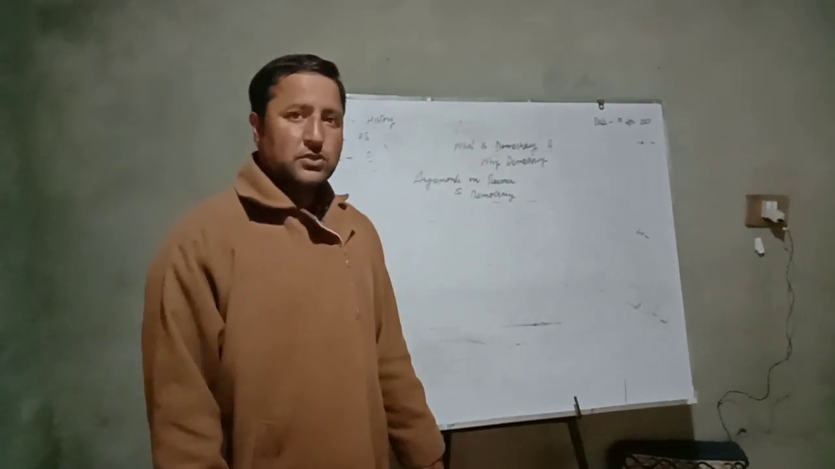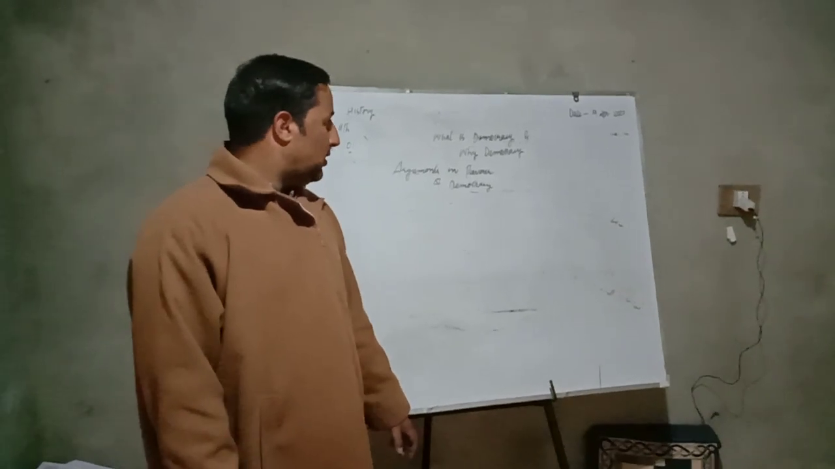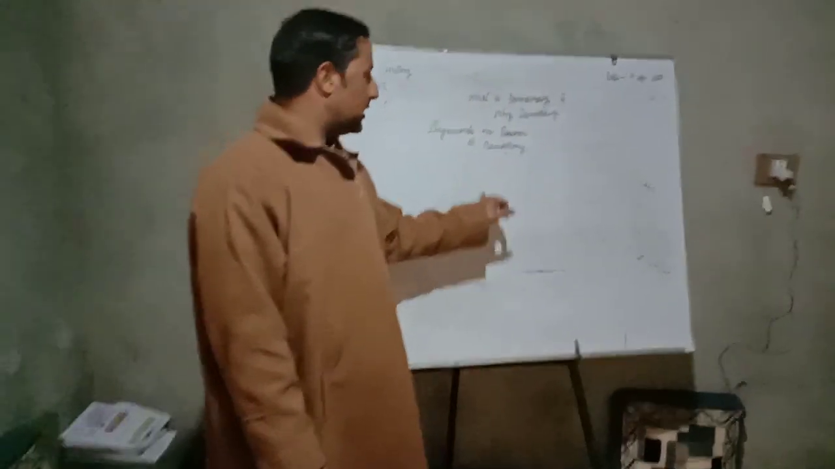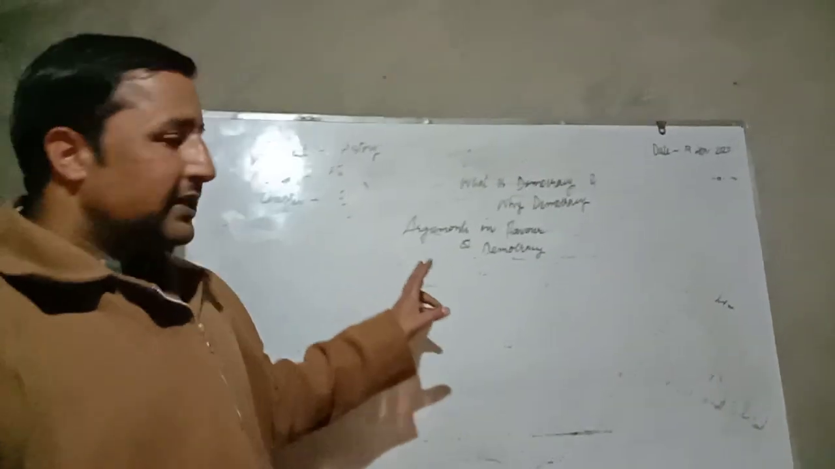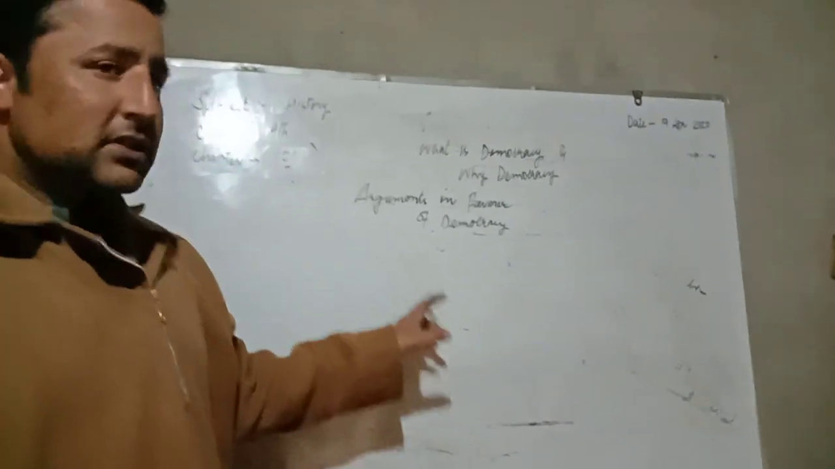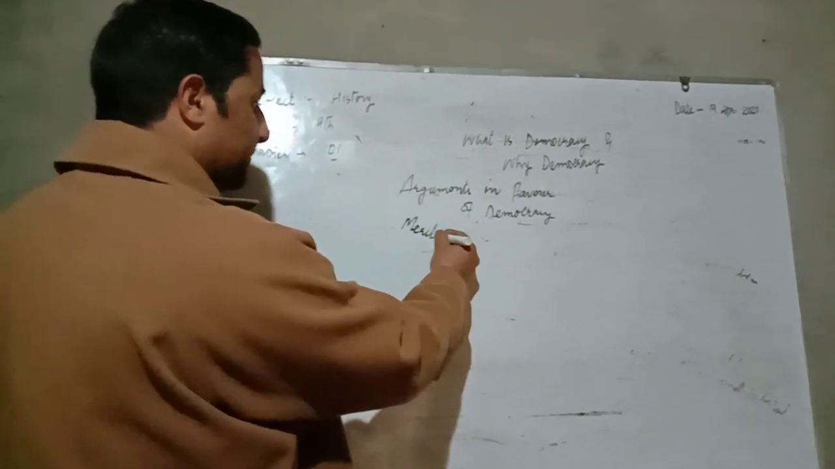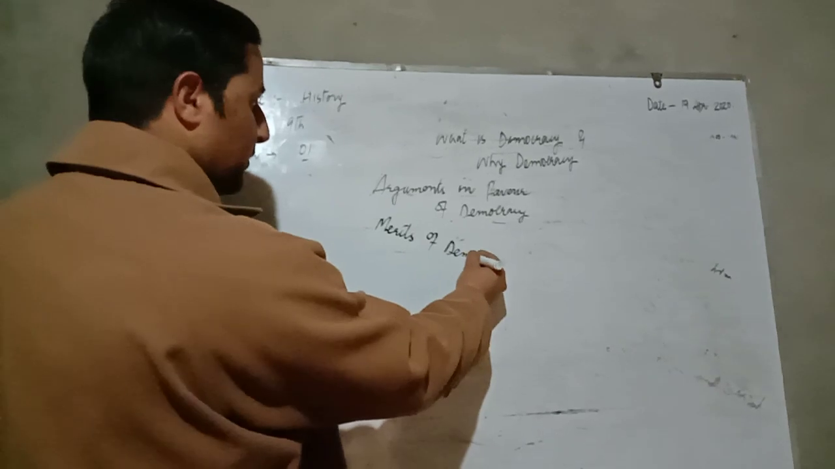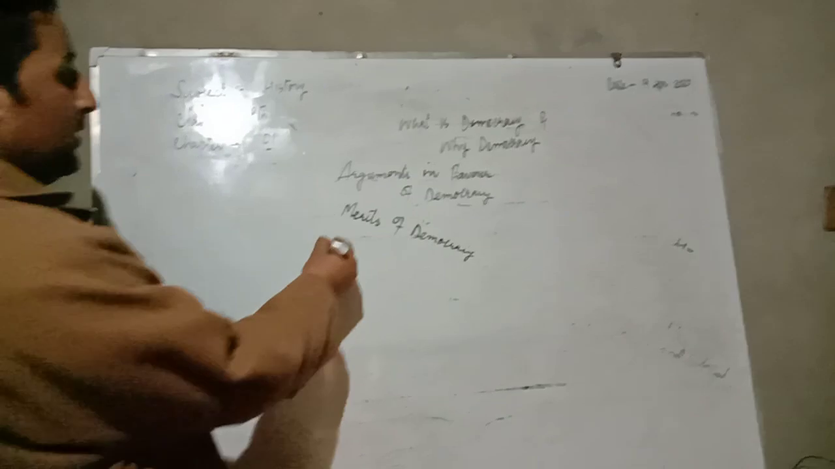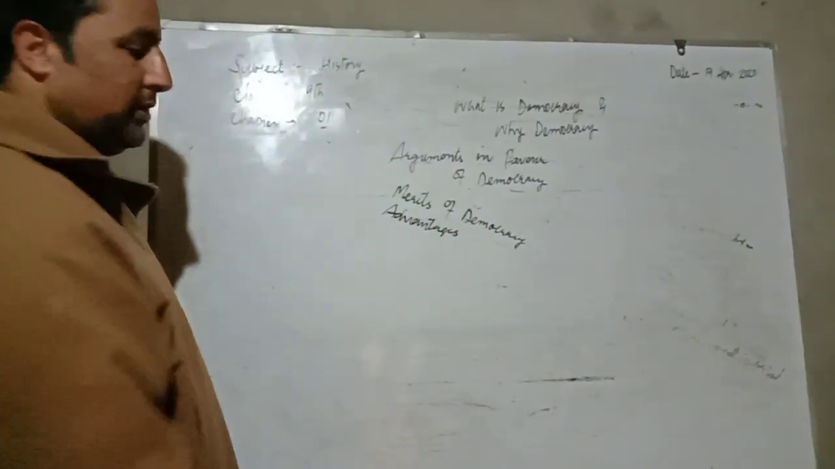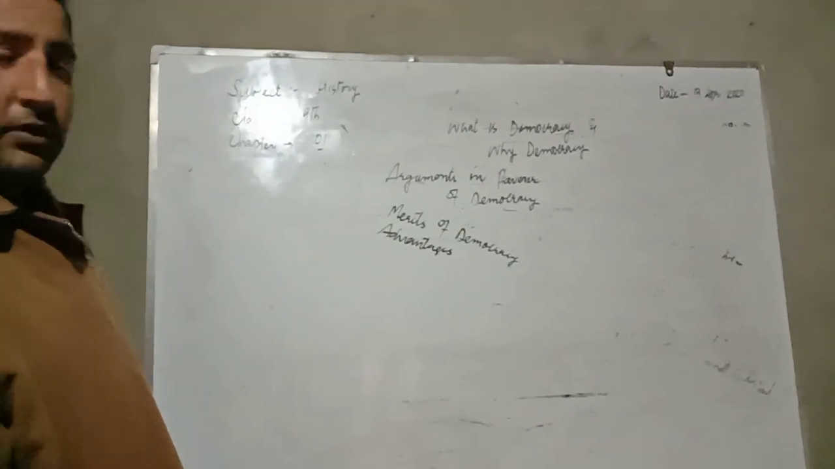That's of chapter number first. And already we have discussed some topics of this chapter. Now we will discuss here the arguments in favor of democracy, that is the merits of democracy, and we can also call them the advantages of democracy. Let's discuss them one by one.